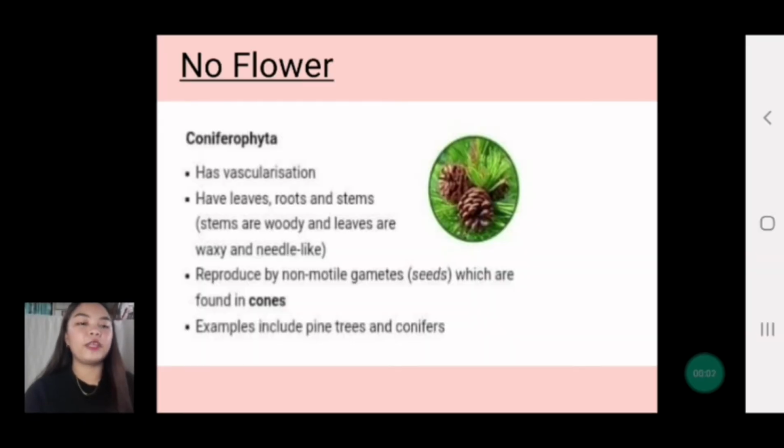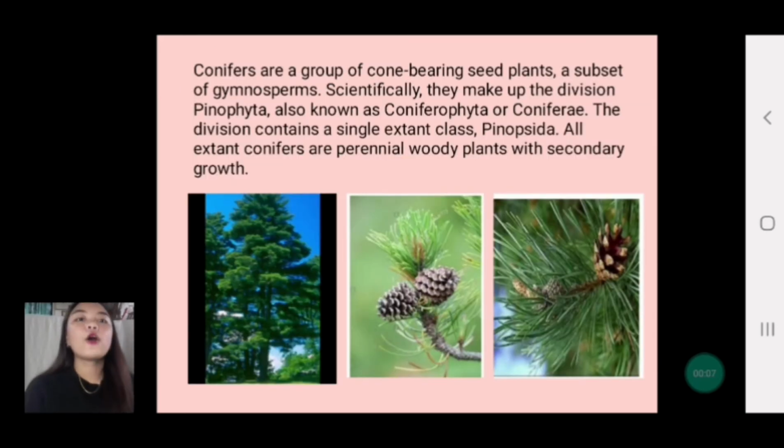So, my example of this is conifers. Conifers are a group of cone-bearing seed plants, a subset of gymnosperms. Scientifically, they make up the division Pinophyta, also known as Coniferophyta or Coniferae. The division contains a single extant class, Pinopsida. All extant conifers are perennial woody plants with secondary growth.